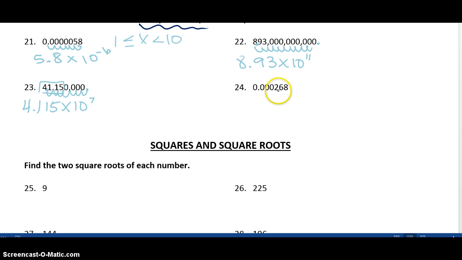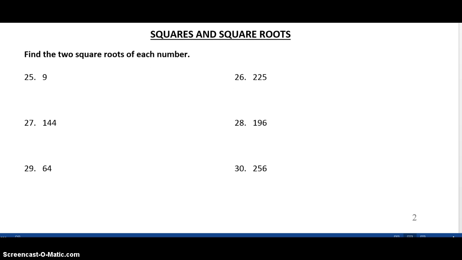And last but not least in this section, I want my number to be 2.68 times 10. In this case, again, my exponent is going to be negative. So 1, 2, 3, 4. 10 to the negative 4th should be my final answer there. So those were just standard scientific notation, practicing switching between those two forms.